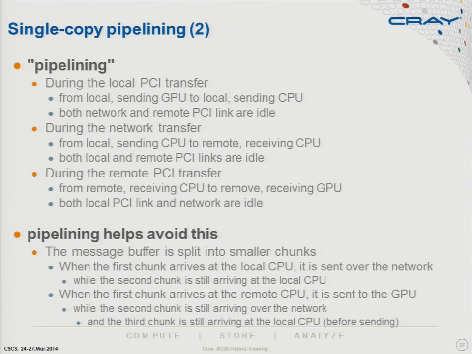So what pipelining does is it splits the message buffer into smaller chunks. The first chunk comes from the sending GPU to the sending CPU. As soon as that chunk arrives, it's sent over the network. Whilst it's going over the network, the next chunk is coming from the send GPU, and then that moves over. So chunk by chunk, as each chunk arrives, it's sent off, and the next one comes across. On the receive side, as each chunk arrives, it's immediately sent up the PCI bus to the receive side GPU. So assuming that it takes the same amount of time, GPU to CPU, CPU to network, and then receive side CPU to GPU, if the three stages take the same time, they probably don't, but let's imagine they did.